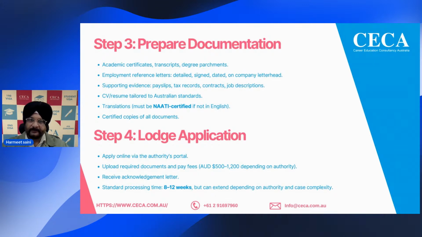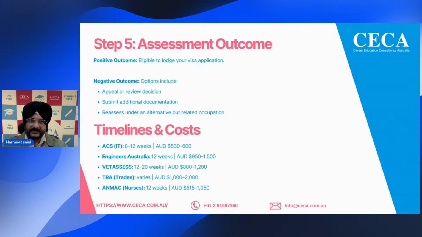The most expensive is the ACS skill assessment, which costs about $1,400 for general skilled migration, and even TRA, when you're going for the job ready program, is also quite expensive. After application, you will receive an acknowledgement letter, and it takes about 2 to 3 months to get the outcome, depending upon the assessing authority or on a case by case basis.